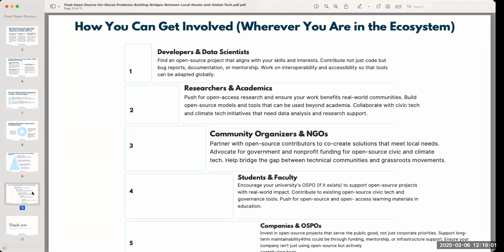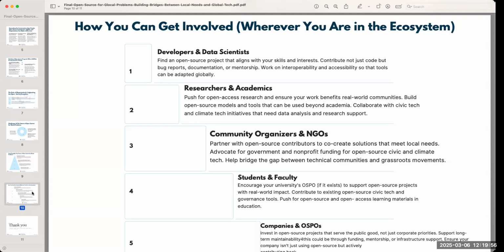Community organizers and NGOs can partner with open source contributors to co-create solutions that meet local needs. Advocates for governments and nonprofit funding for open source and civic tech, open source civic and climate tech. They can also help bridge the gap between technical communities and grassroots movements. Students and faculty, I didn't forget you. So you can encourage your university's OSPOs, of course, we have one here, to support open source projects with real world impact. You can also contribute to open source, civic tech and governance tools. You can push for open source and open access learning materials in education, so not just open access, but the learning materials as well, for you to do better research.